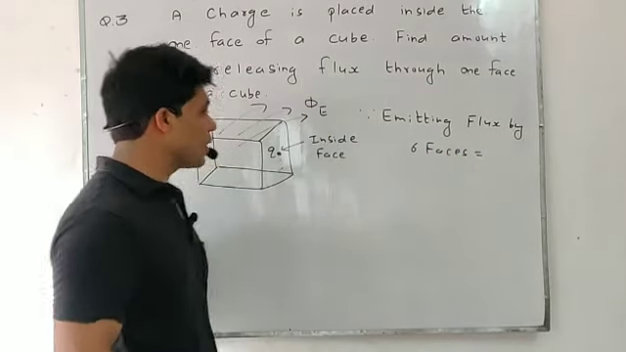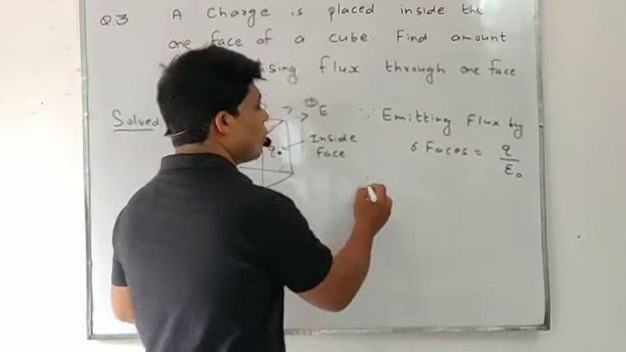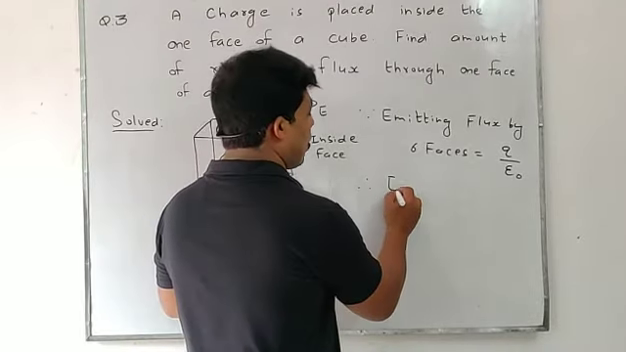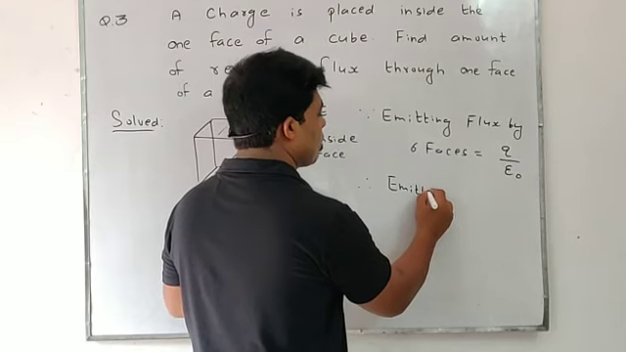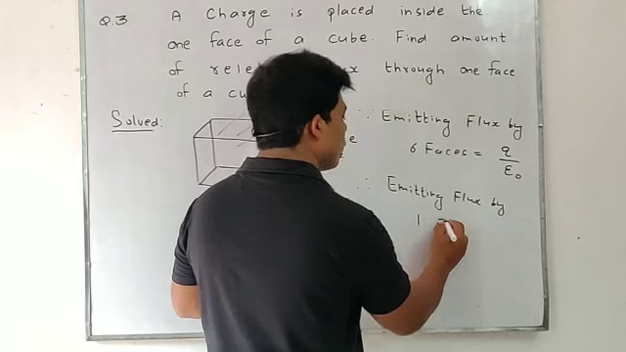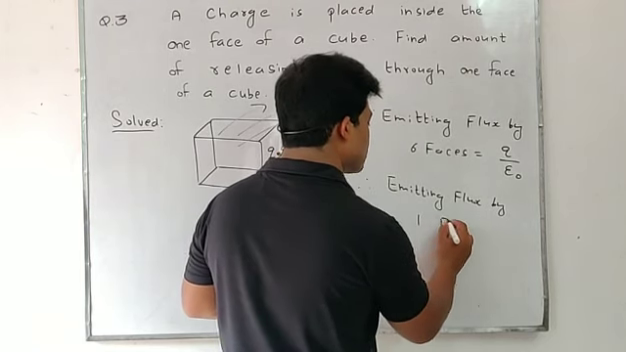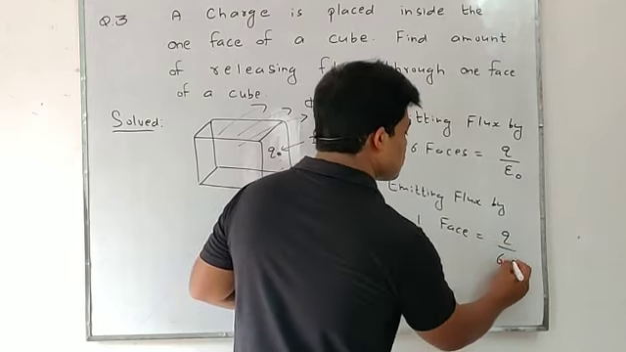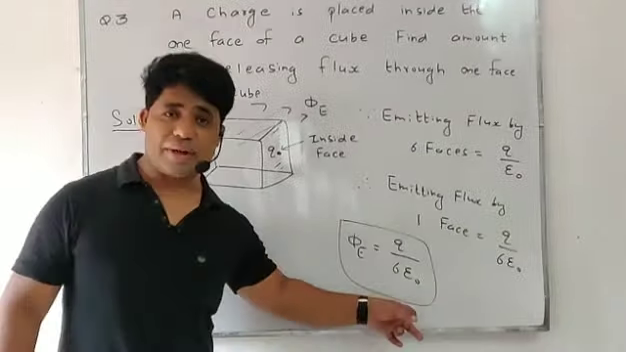How much flux will be released by the 6 faces? We use the Gauss theorem. We know the flux released is Q by epsilon naught. But we have to find the emitting flux only by one face. So emitting flux by one face: for getting one, we divide by 6. One face will be Q by 6 epsilon naught. So the final answer is Q by 6 epsilon naught.